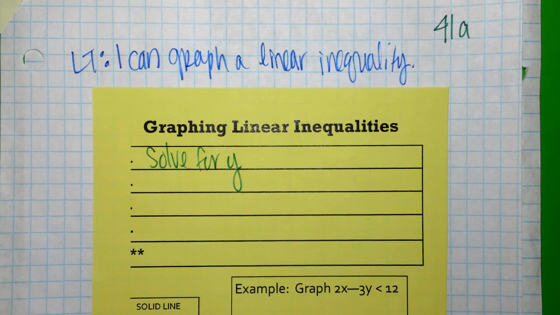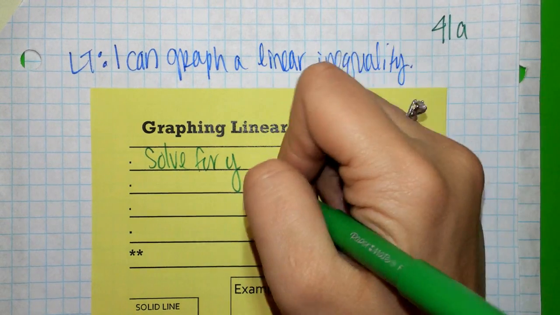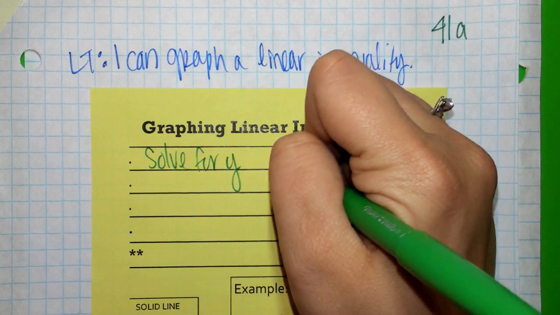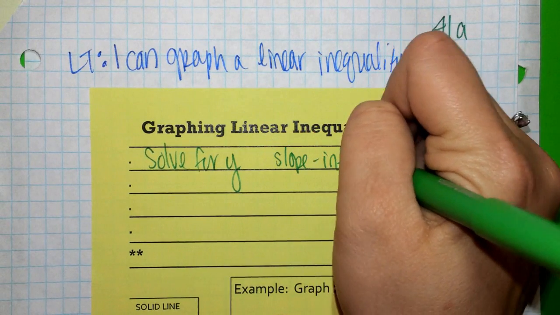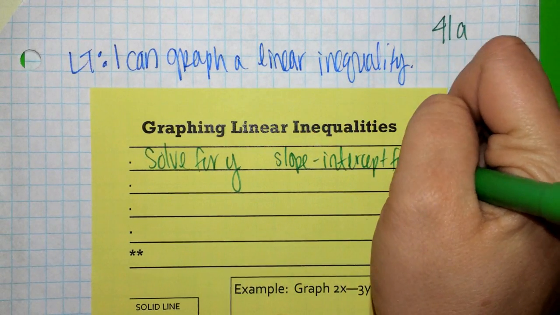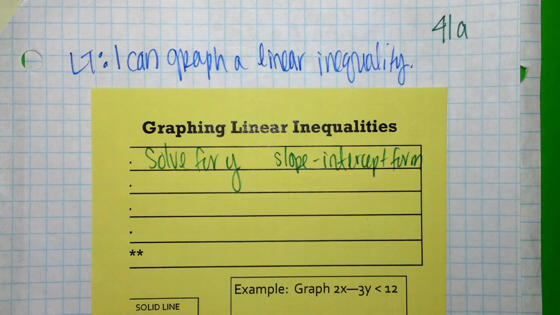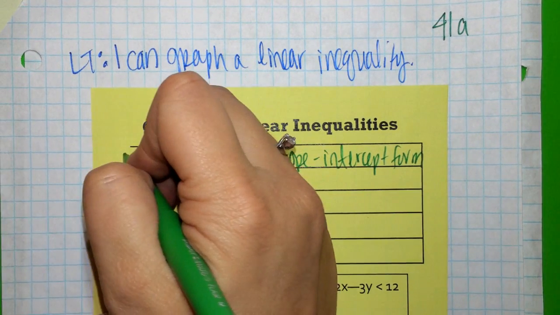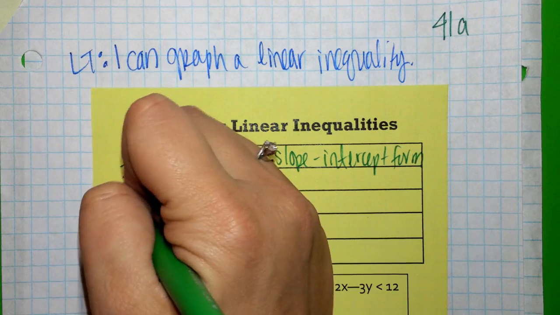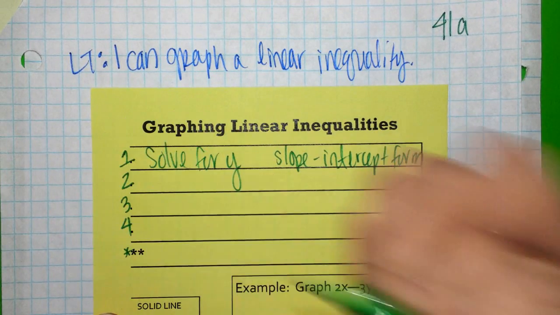Y-intercept form. Fantastic. Slope-intercept form. So that's step 1. And if yours cut off, write 1, 2, 3, 4, and then a star.